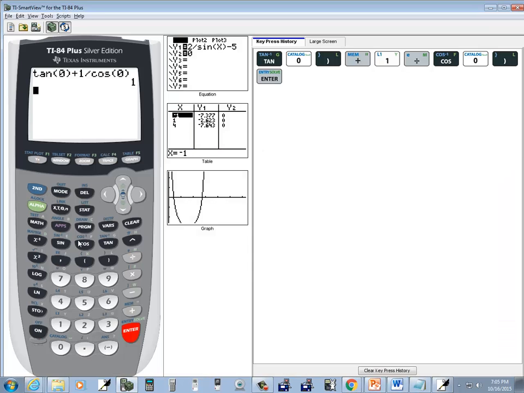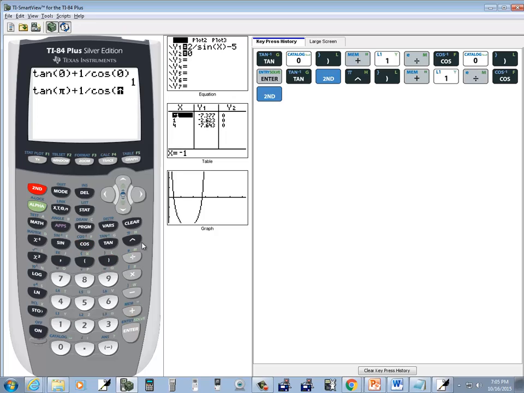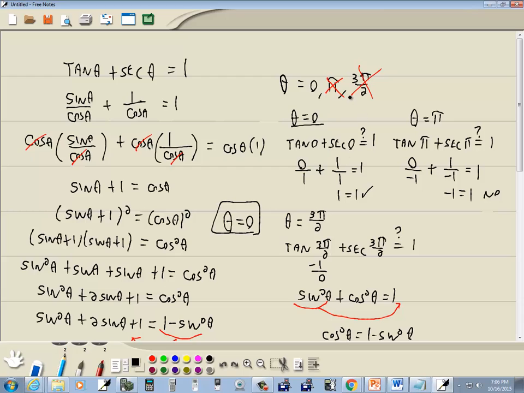Let's put pi in. So I'll do tangent, and then I'll do second caret for the pi, closing parentheses, plus 1 divided by cosine, then second caret for the pi, closing parentheses, enter. And that gives us negative 1, which we already knew that didn't check.